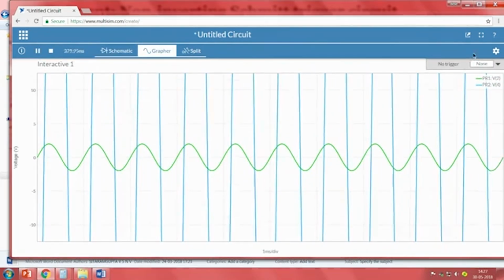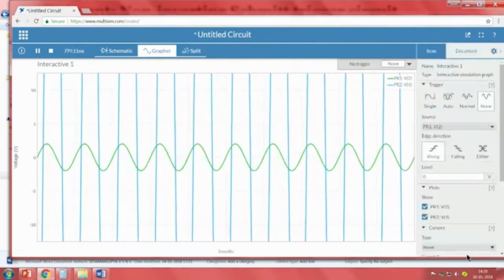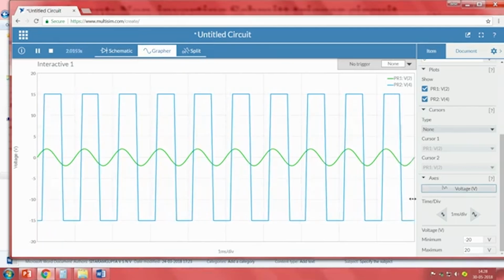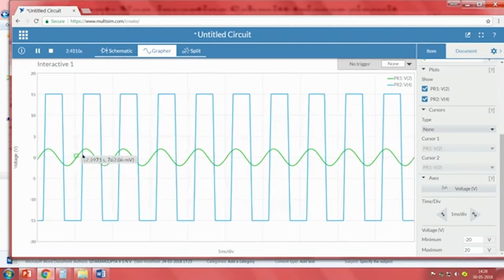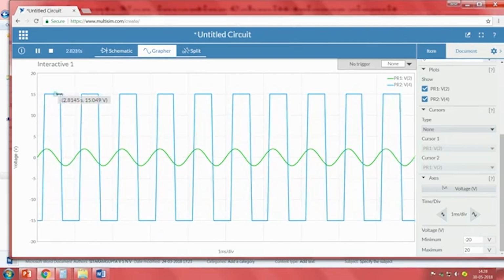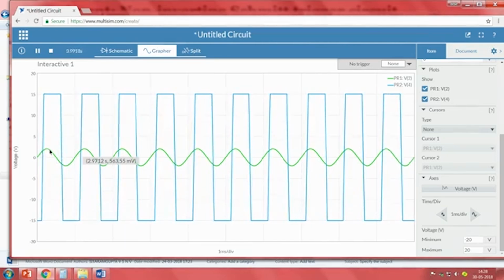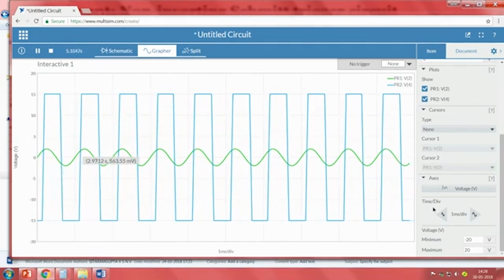Going to the grapher, going to settings and changing the scaling. Here we can clearly observe that the green color line is my input and the blue color line is my output. For our understanding, what is the peak value? It is somewhere around 2 volts. Now, we have to create a cursor so that it is easy for us to understand.